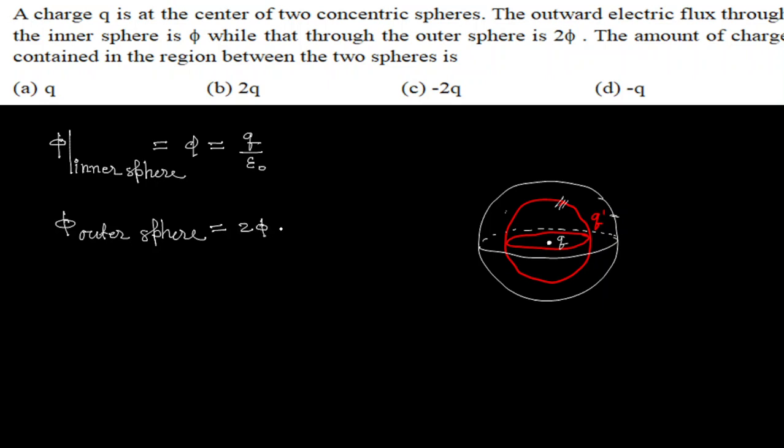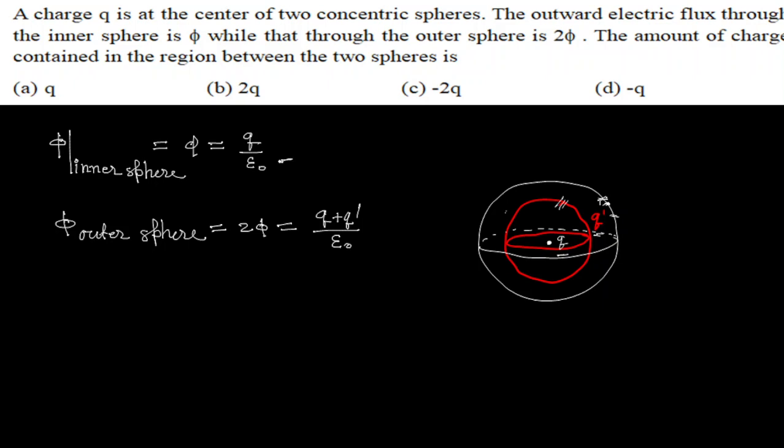According to Gauss law, to write the flux through the second surface we have to calculate the total enclosed charge. With respect to the outer sphere, we have a Q charge here and we have assumed a Q prime charge between these two spheres. So the total charge enclosed by the outer sphere will be Q plus Q prime, and the flux is Q plus Q prime divided by epsilon naught.